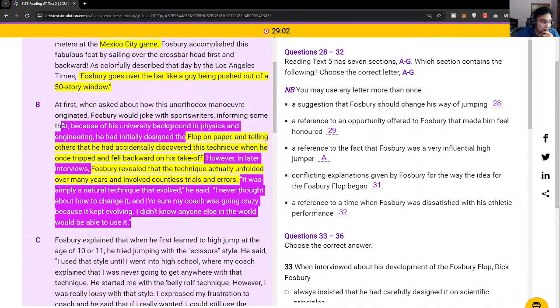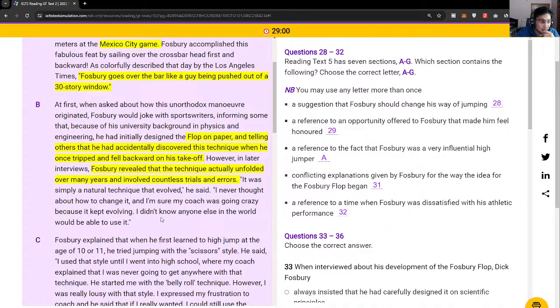This seems like a controversial explanation. What do you suggest? Conflicting explanations given by Fosbury for the way the idea of the Fosbury flop began. So, here's something you need to understand. Conflicting explanations, it is plural. At least two or more explanations.